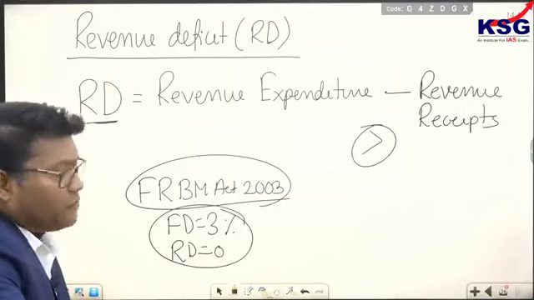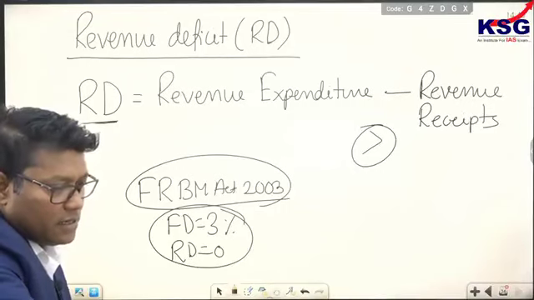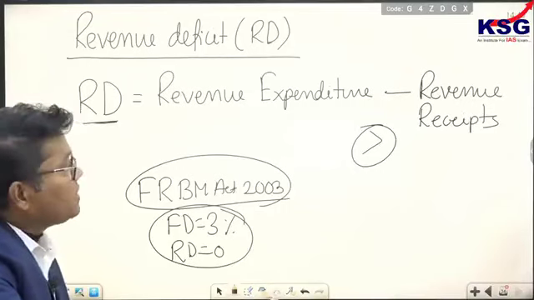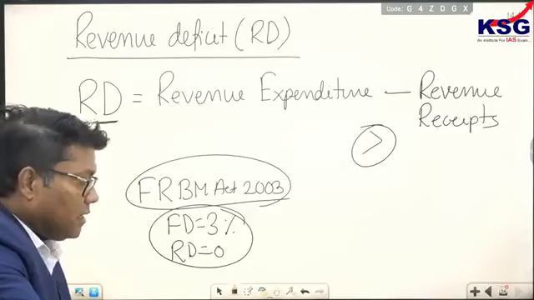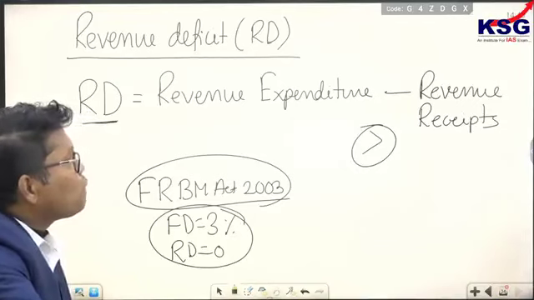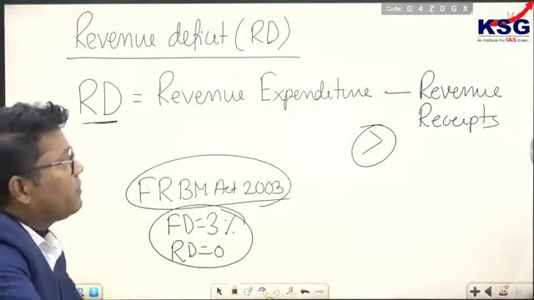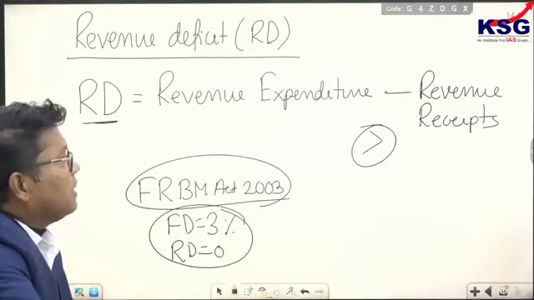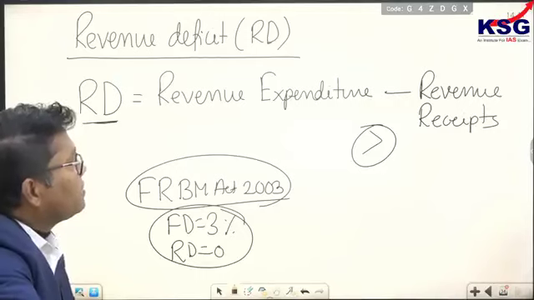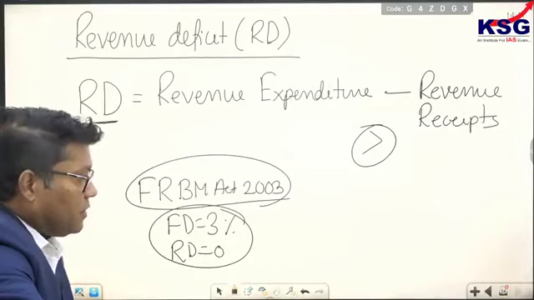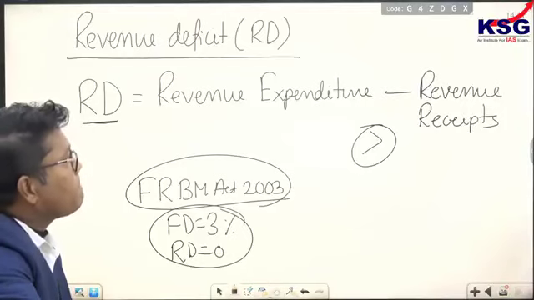So first, please write revenue deficit. Revenue deficit is defined as the difference between revenue expenditure and revenue receipts. Clear?